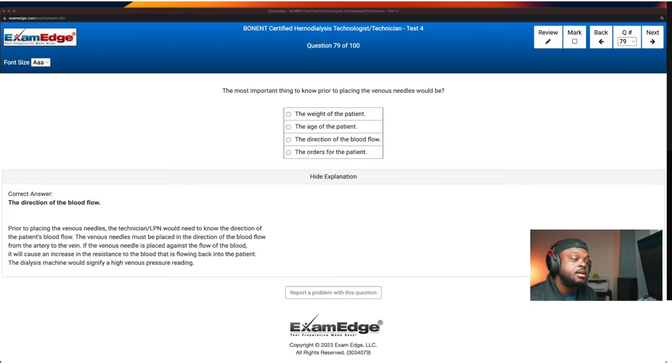For this question, remember that when determining which side is going to be the venous and which side is the arterial, bruit is to hear, feel is for thrill. So if you have a straight fistula and you listen with your stethoscope, the side that has the strongest bruit, the strongest thrill, is your arterial side. The side that has the weakest is going to be your venous side.